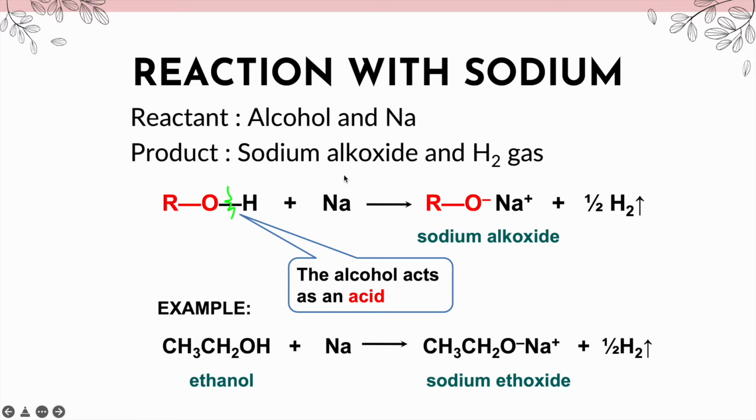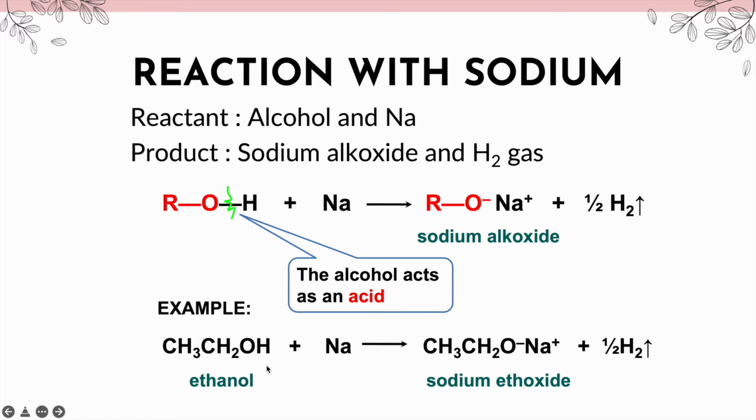It reacts with sodium metal, and then the product is sodium alkoxide. This Na will form a bond with the oxygen. It will become O- and Na+, sodium alkoxide over here, plus half H2, hydrogen, half because we only remove one hydrogen atom. So here half H2 means the hydrogen gas is produced at the end of the reaction. That's what happens in the reaction with sodium.